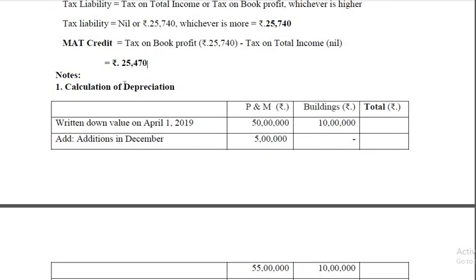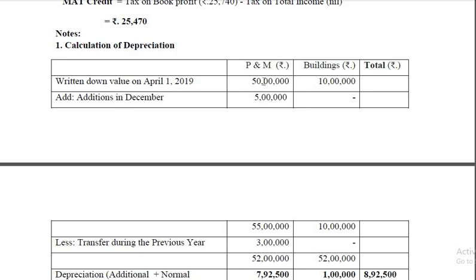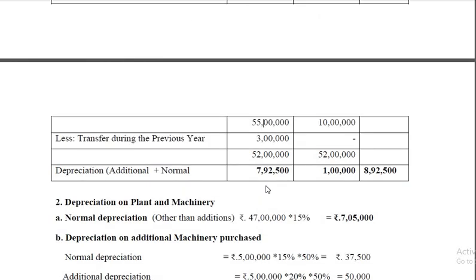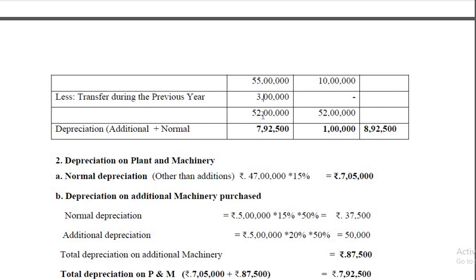Okay, let us see how the depreciation is calculated. I already explained. Say for example, plant and machinery 50 lakh at the beginning, additions during the year 5 lakh, so 55 lakh. Then transfer during the year 3 lakh. As a result, 52 lakh balance. Now you have to calculate the depreciation on that.